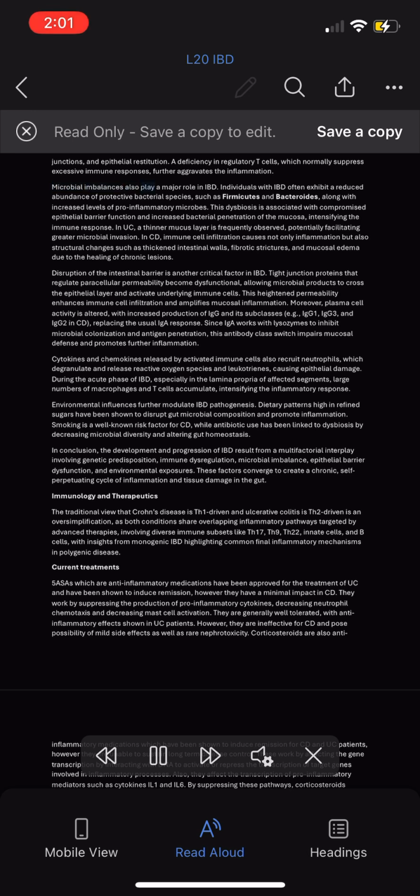Microbial imbalances also play a major role in IBD. Individuals with IBD often exhibit a reduced abundance of protective bacterial species, such as Firmicutes and Bacteroides, along with increased levels of pro-inflammatory microbes. This dysbiosis is associated with compromised epithelial barrier function and increased bacterial penetration of the mucosa, intensifying the immune response. In UC, a thinner mucus layer is frequently observed, potentially facilitating greater microbial invasion. In CD, immune cell infiltration causes not only inflammation but also structural changes such as thickened intestinal walls, fibrotic strictures, and mucosal edema due to the healing of chronic lesions.